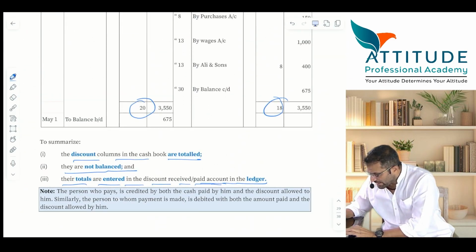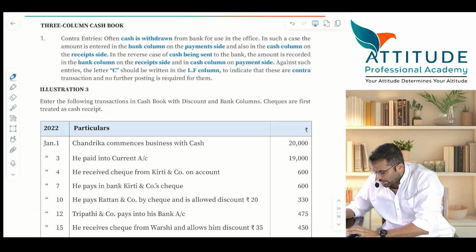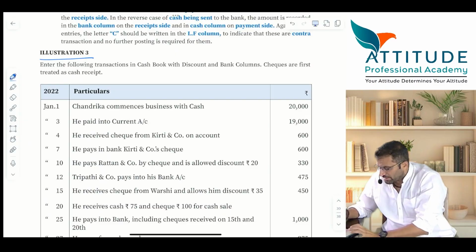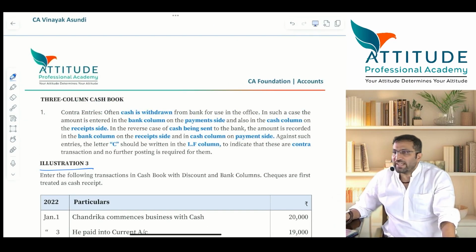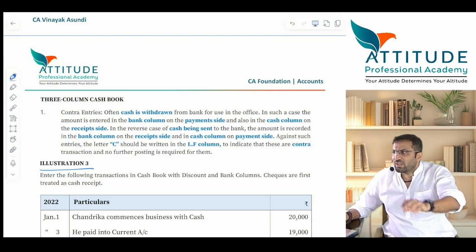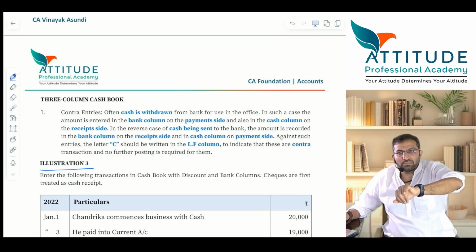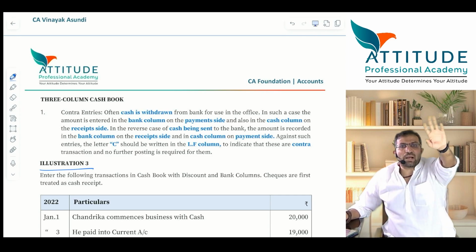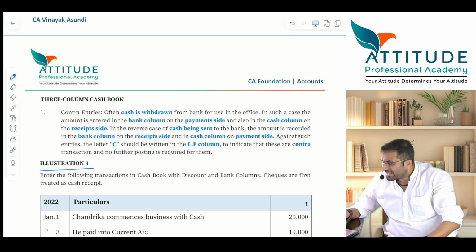I have given you sufficient time, guys, to solve it. Come down to illustration 3. Now, 3-column cash book. Okay? Now, this is very, very interesting. 3-column cash book, you would have done this in your 11th standard. But 3-column cash book has 3 columns: cash column, bank column, and discount column. Any transactions which happens through bank, either by check or through online transfer, will come in bank column.